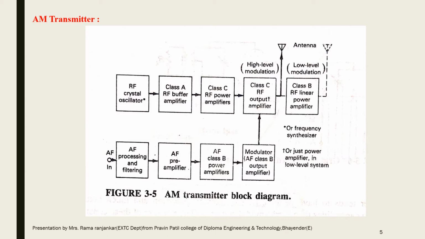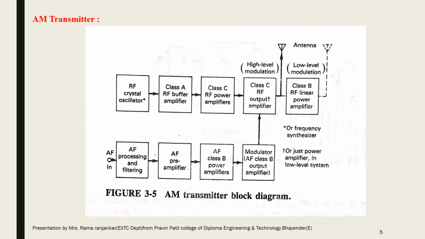Now when we use the class B amplifier in the block diagram, it acts as a low level modulation. After modulating the signal, power is increased with the use of the class B amplifier, so that block diagram is called a low level AM transmitter. But this low level AM transmitter has poor efficiency because of the class B amplifier. So we replace the position of the class C amplifier and high level modulation can be achieved.